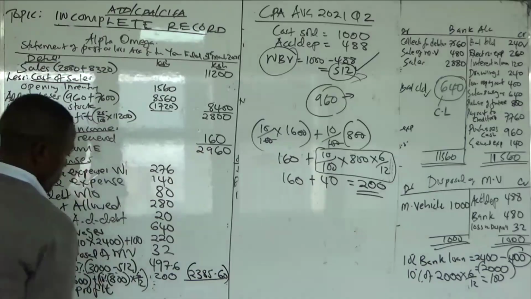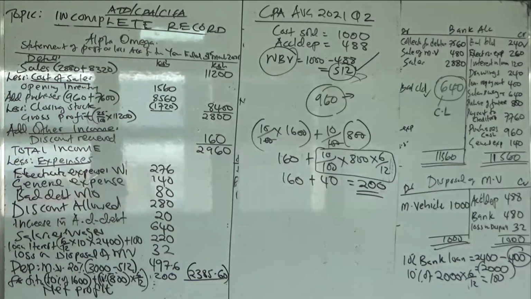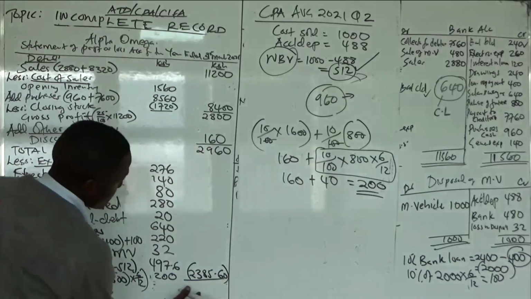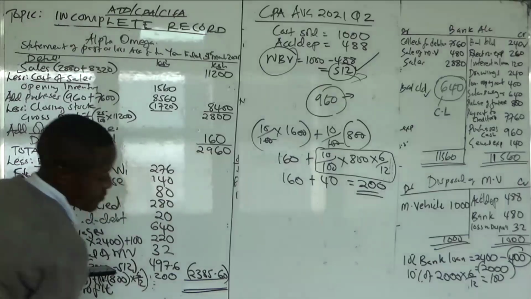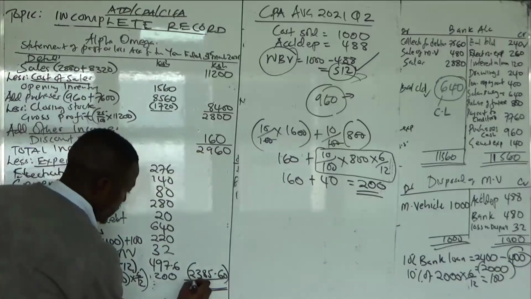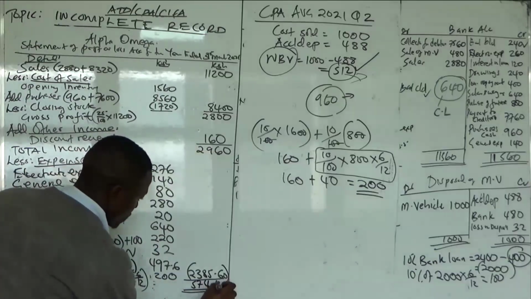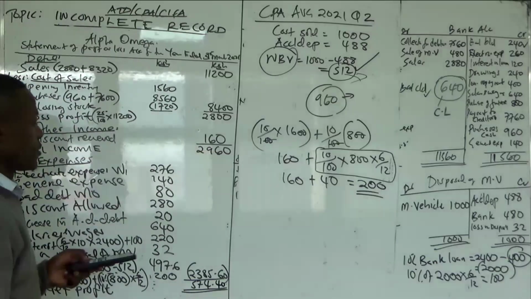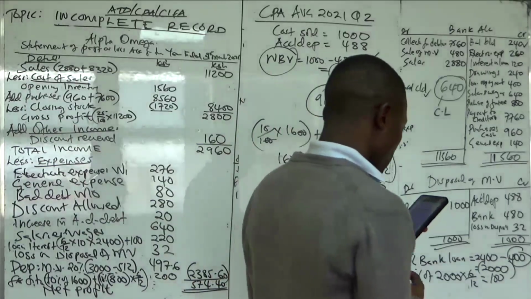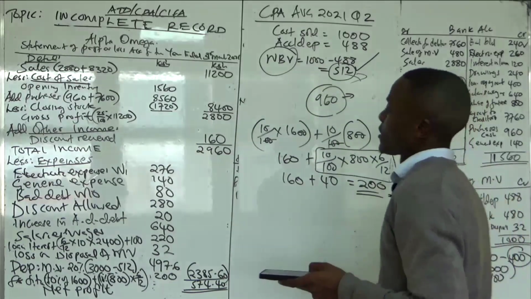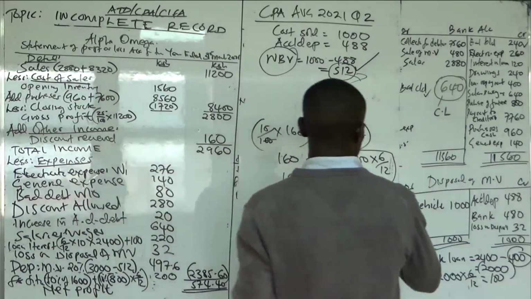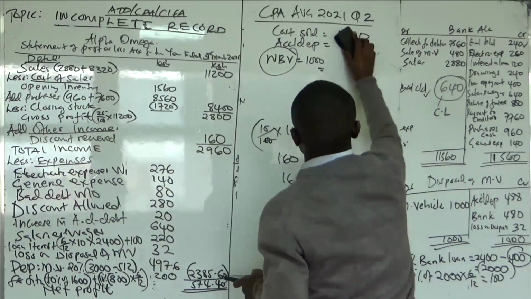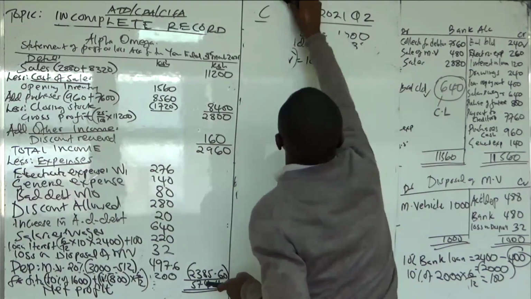I am subtracting. What is the net profit? 574.4. That is how you could have gotten how many marks? 12. Imagine, 12 marks. Then we move to the balance sheet.